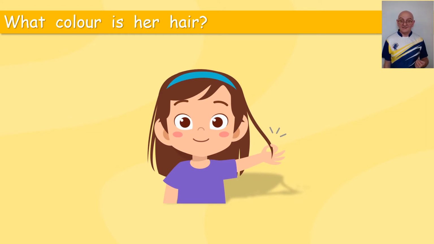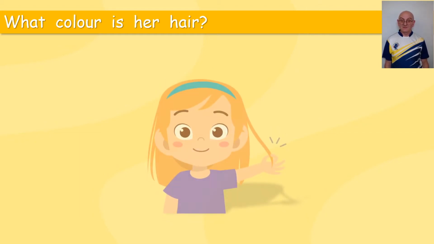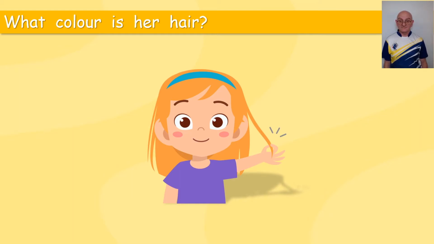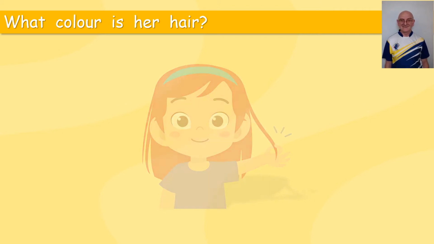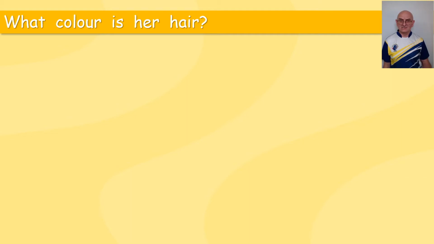She's got nice hair. Brown hair. This is a different colour, isn't it? We don't say yellow. We say blonde. Easy. Black hair. Now, this one looks red, but we don't usually say red. We say ginger. Ginger hair. Very nice. I think all hair is nice.